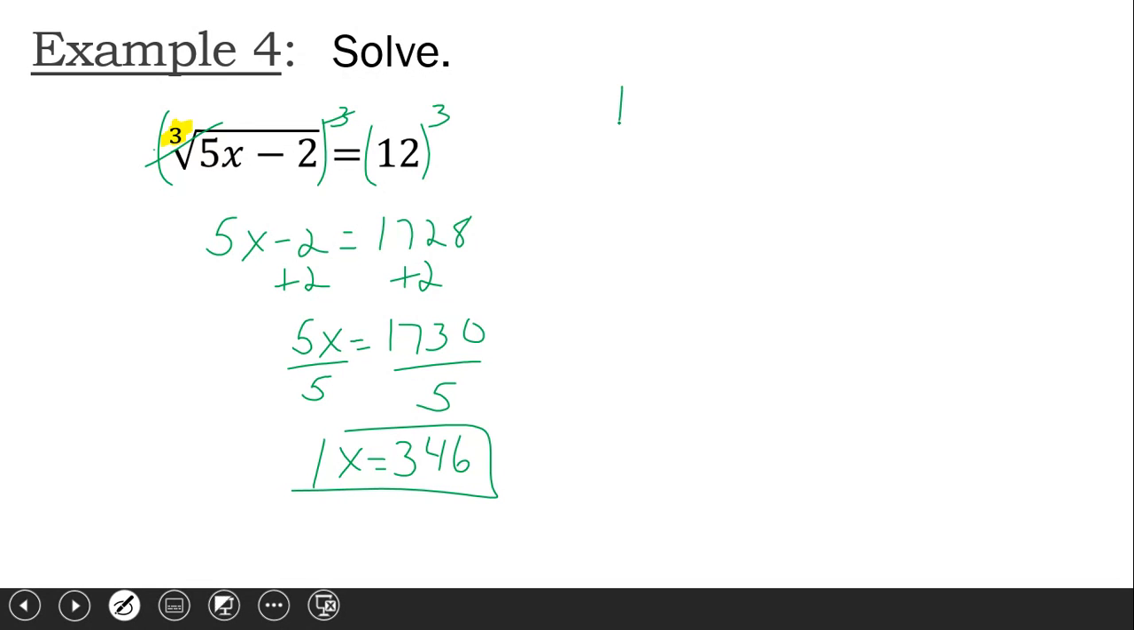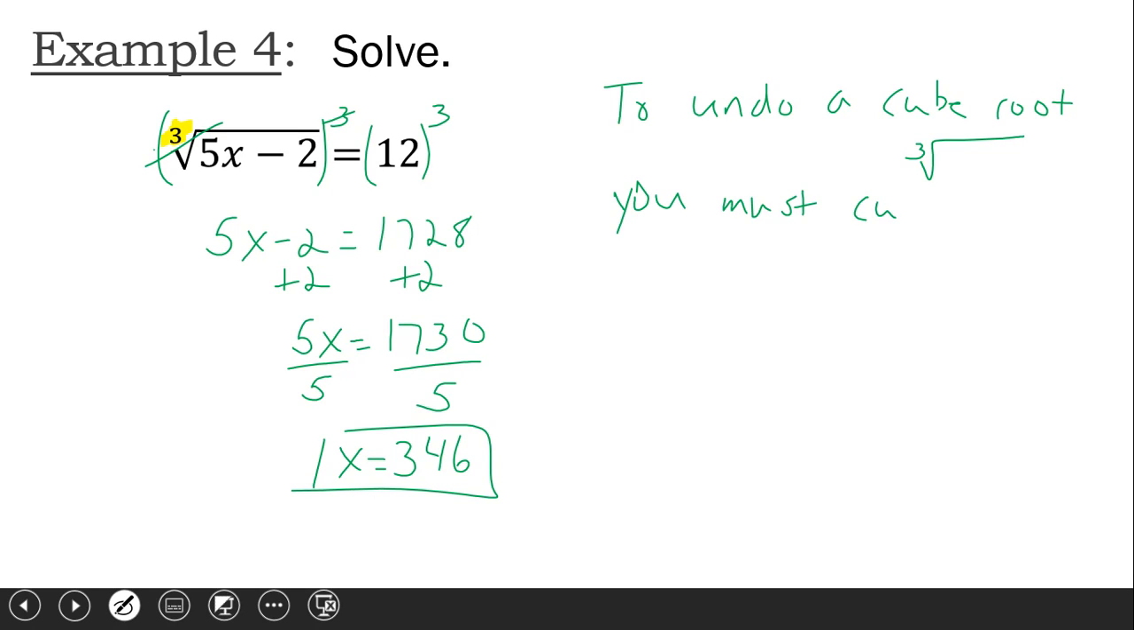Okay? So to undo a cube root, aka where your index is there, you must cube both sides. And when we say cube, that means we're raising it to the power of 3. Okay?